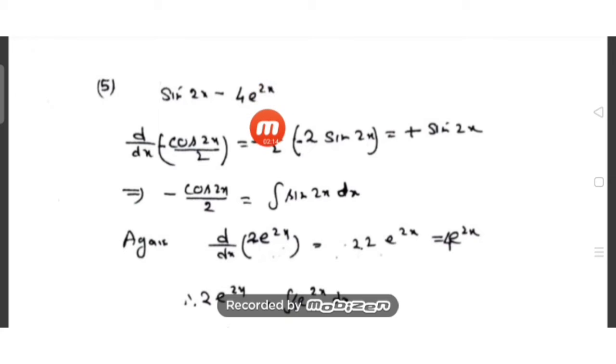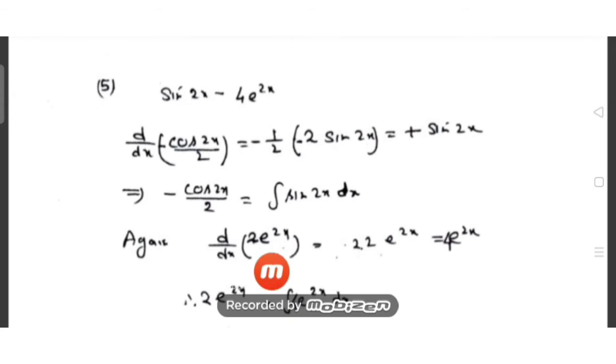To get this expression, I need 4. And 1, 2 will come here when I take the derivative of e to the power twice x. So I have considered here 2 e to the power twice x, because these questions are done by inspection. So this 2 constant will come out, and taking the derivative of e to the power twice x, what will we have? 2 into e to the power twice x, and 2 times 2 is 4. So 4 e to the power twice x will come.